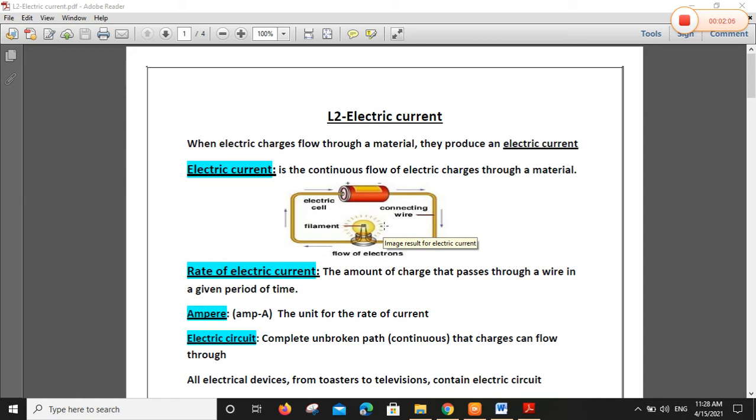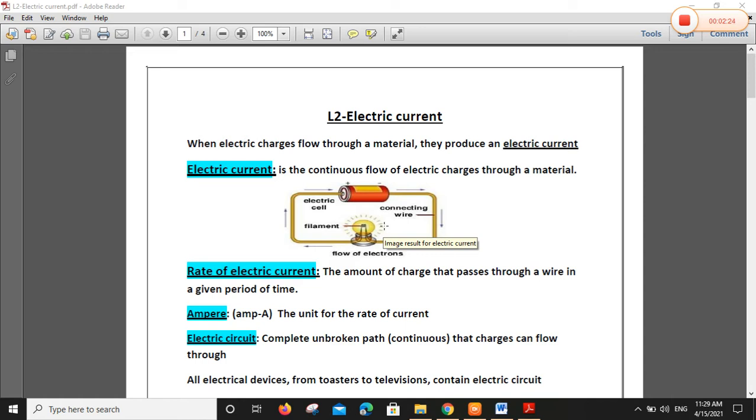We need a unit to measure electric current: ampere, the abbreviation of ampere is A. What's meant by ampere? The unit for the rate of electric current. Okay, so we measure electric current by ampere.